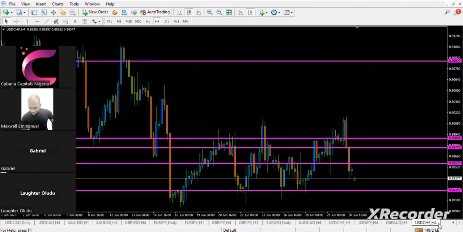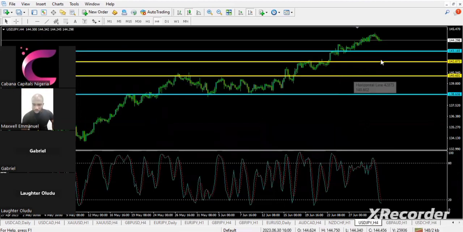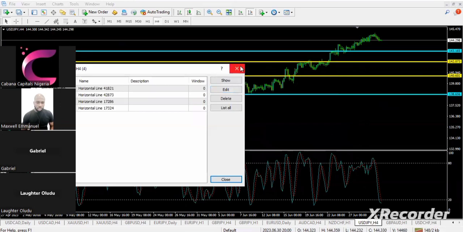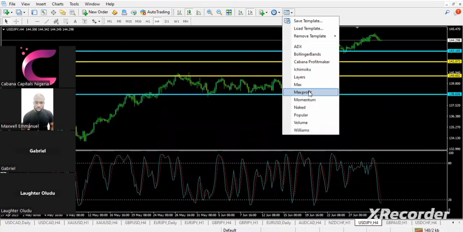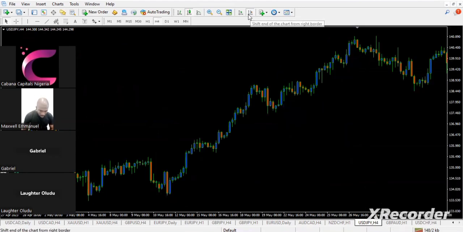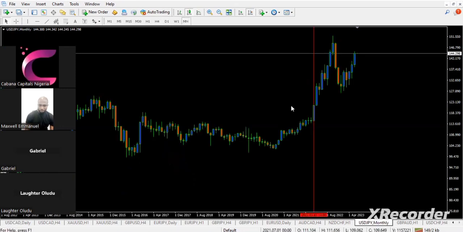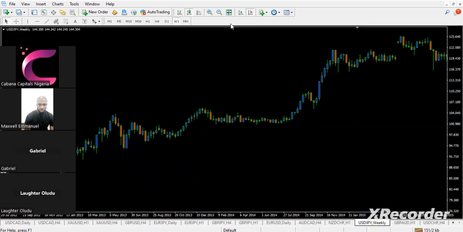So the last pair is USD JPY. This pair has been bullish for months. USD JPY has been bullish for months. So what I have here, okay, let's start with the monthly. Last month was strongly bullish. Okay, so let's go down to weekly. Let's see what we have on weekly.